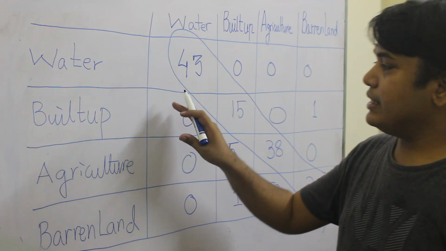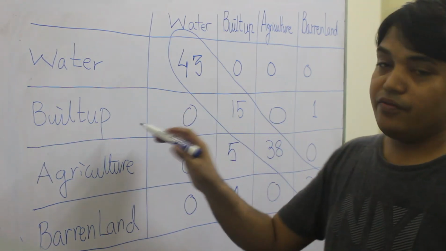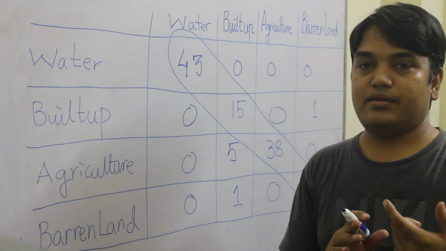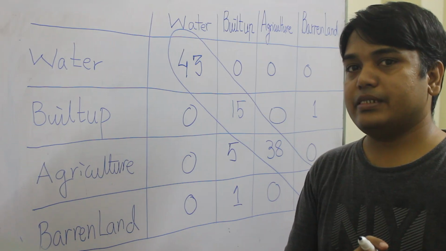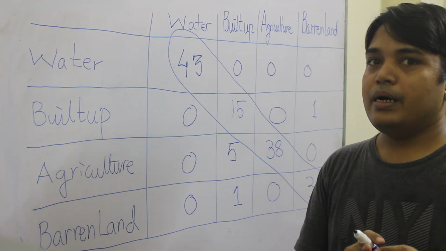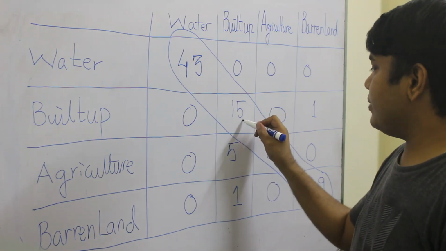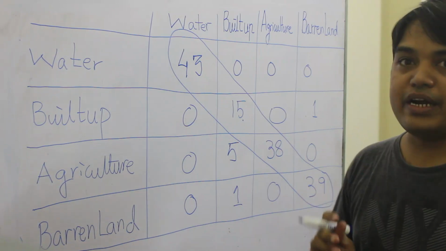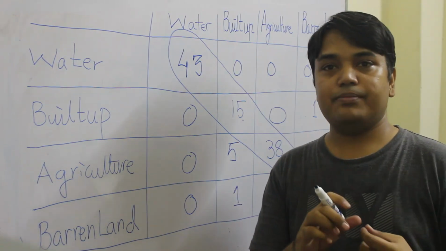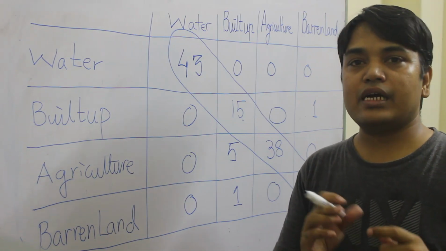And then in the row you will see that we classified basically 16 samples. Out of 16, 15 were actually build-up, but one was barren land. So what we did was include one extra pixel in that classification. This is called commission error.